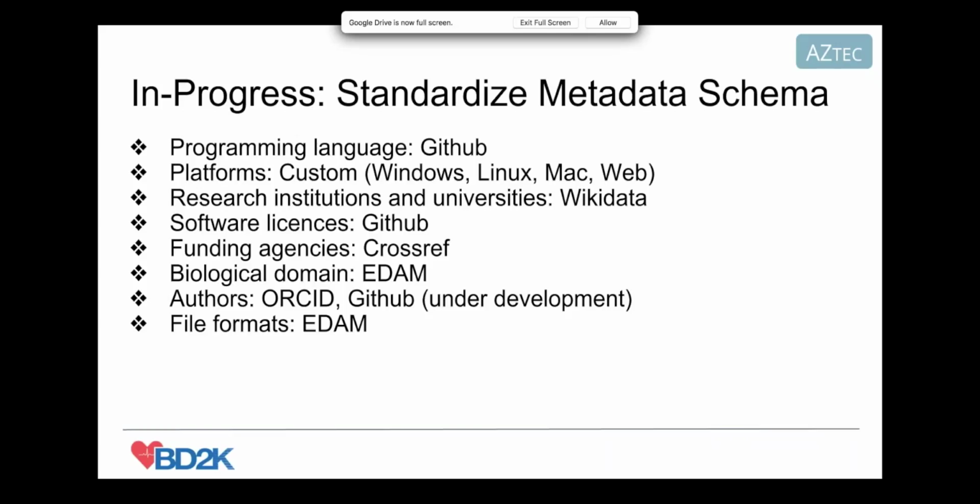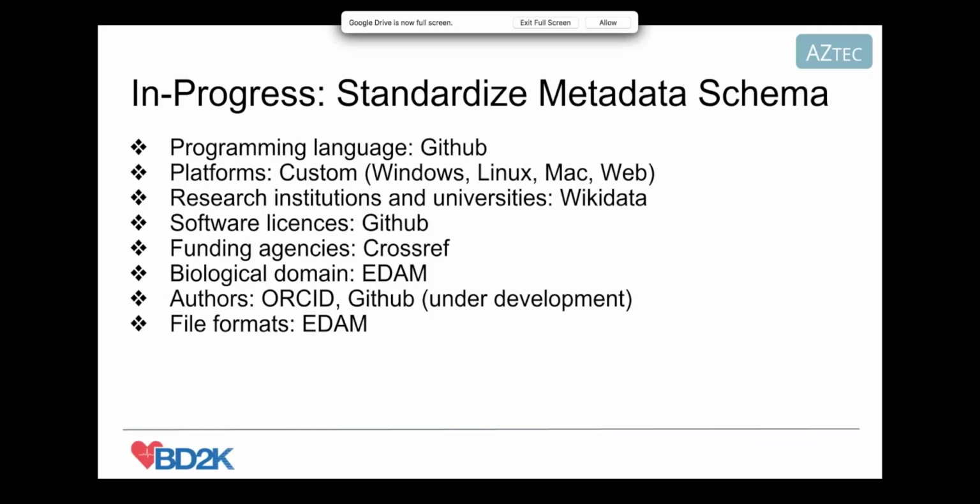So for programming languages, we've gotten a list of well-defined programming languages from GitHub, and because GitHub's obviously the most popular source code repository in the world, it's a really good vocabulary and covers almost any conceivable language.